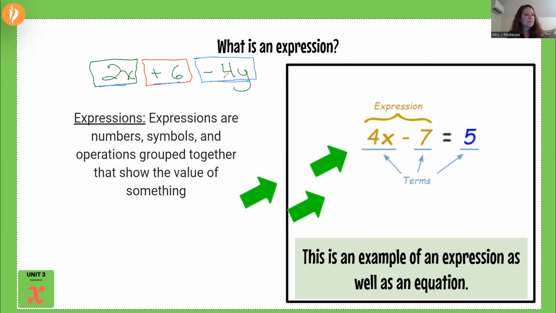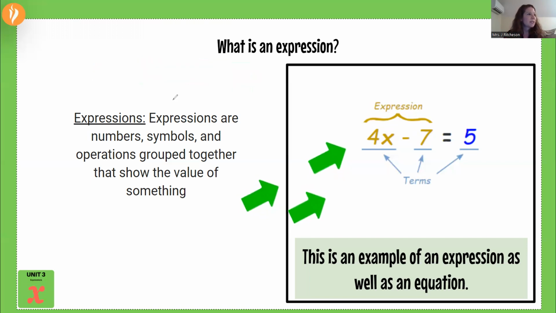So 3 terms here. All right, so here we have a term 4x. We have a minus 7 or negative 7. It doesn't matter what you call it. And we have a positive 5. This is an equal sign. Like I said, I should have changed that whole example. But anyway, there it is.